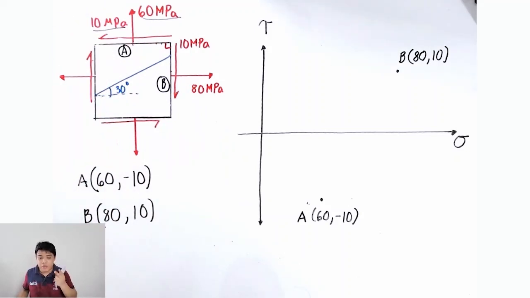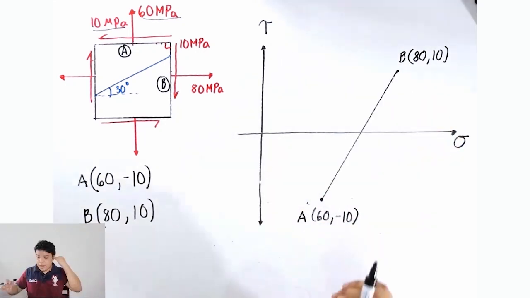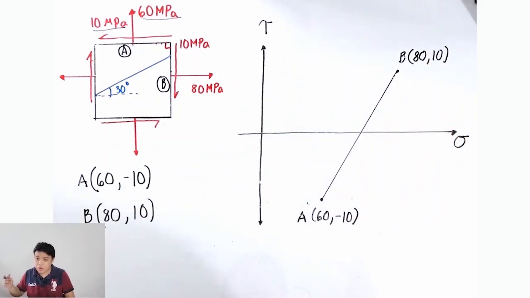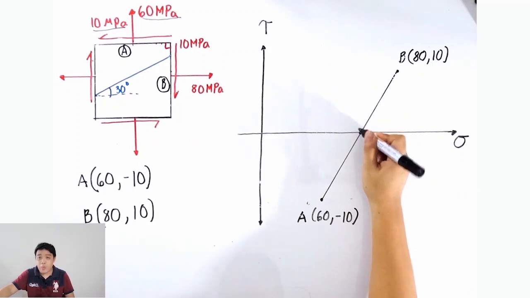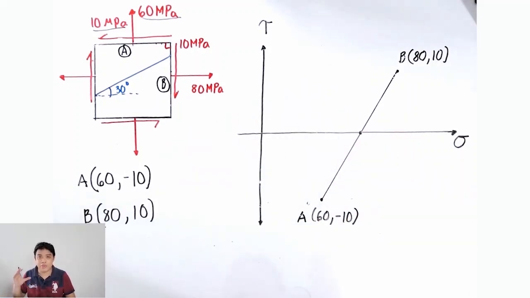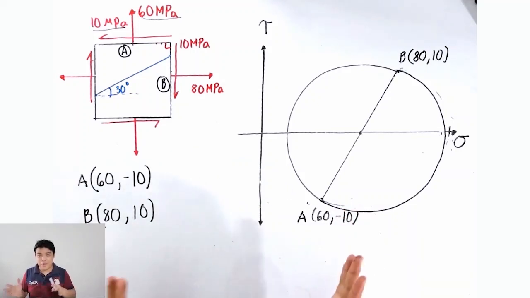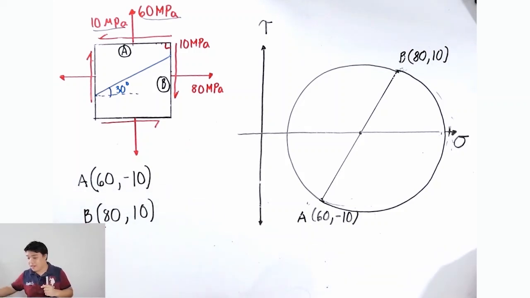So therefore, if these coordinates came from planes that are perpendicular to each other, you can say that this is now the diameter of our Mohr circle. Let us connect points A and B, and here is your diameter. Since negative 10 and positive 10 are equal in magnitude, the x-intercept will serve as the center of the Mohr's circle. I just did it freehand, so I apologize for the bad figure. But anyway, let us just consider it a perfect circle.